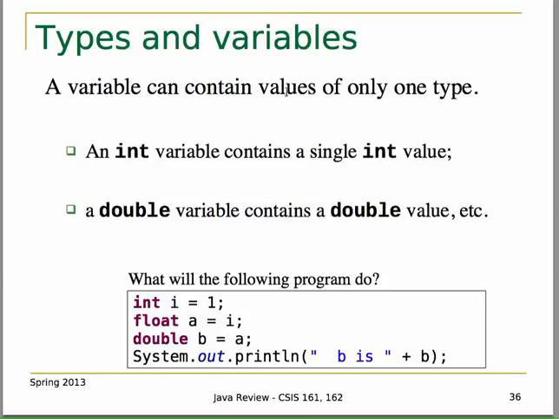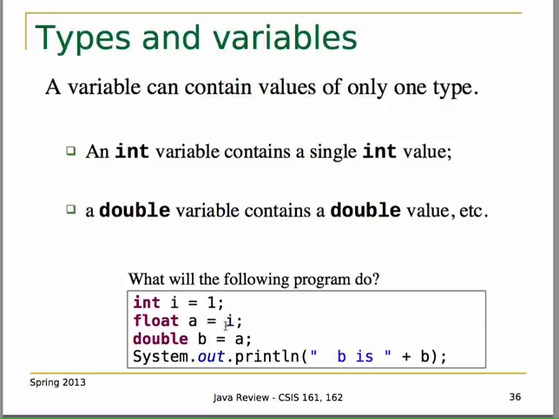A variable can contain values of only one type. So an int variable can contain only single int values. A double variable can contain only double values. So if you had something like int i equals 1, float a equals i, what happens is you're trying to assign the value of an int i into a float, and you guys probably know what happens. If you're not sure, I'll give you a hint. It starts with the letter P. If you're not sure yet, PR. Okay, that probably gives you enough of a hint.